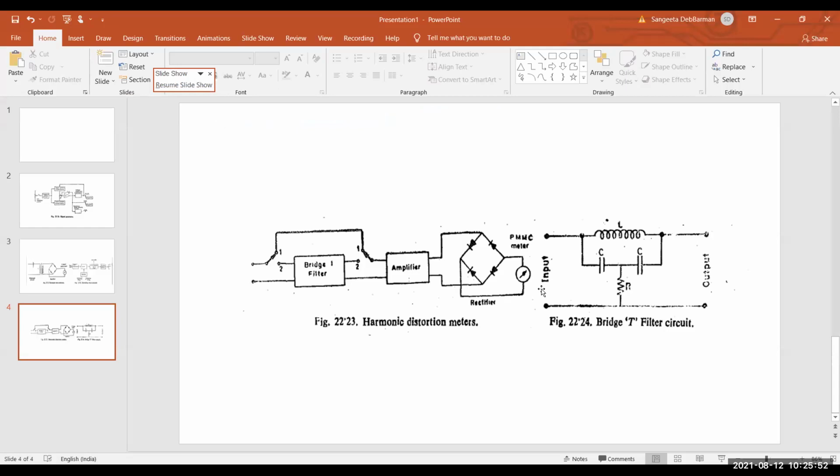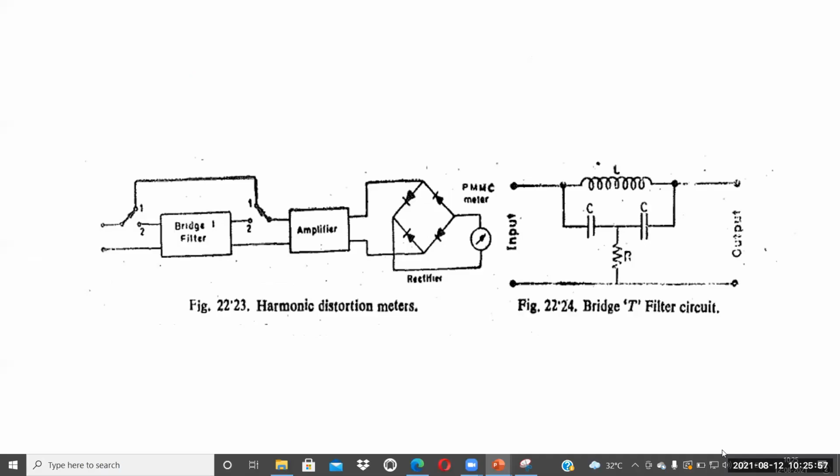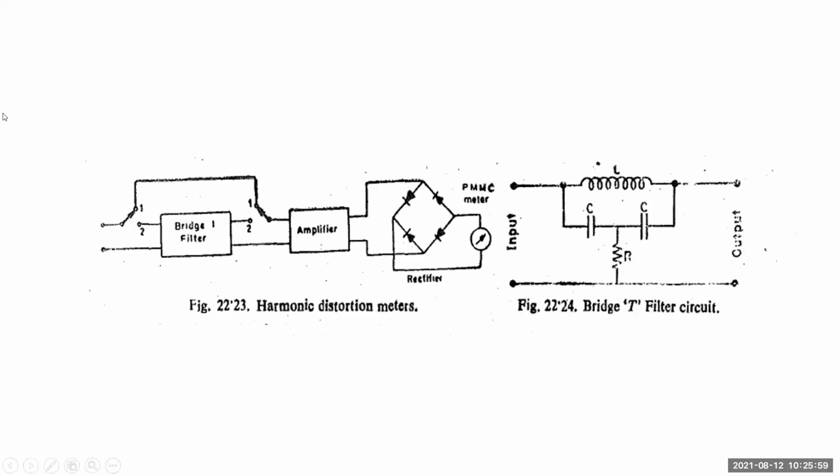This is the harmonic distortion meter. I think it is visible to you. In this figure, what is written is that first, the RMS value of the total wave is measured with the selector switch, position 1, and the circuit is adjusted so that the meter reads 100%. The selector switch is then put to position 2. So there are two positions, position 1 and position 2.